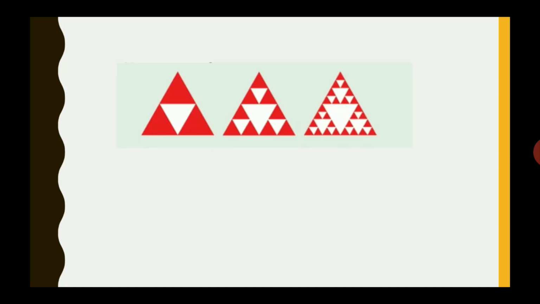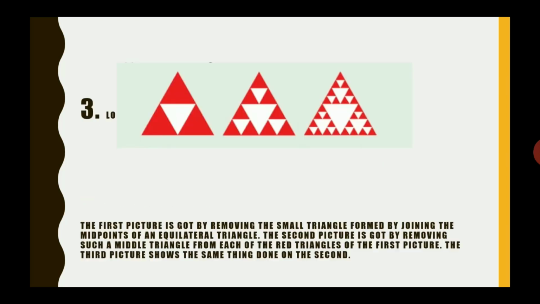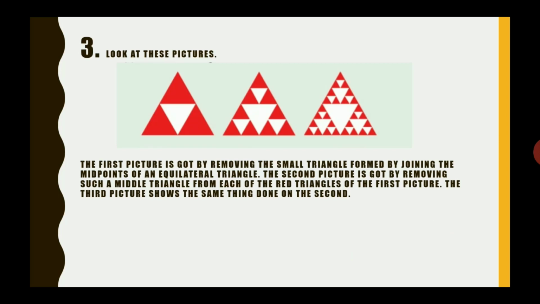Now let us look at the third question. Look at these pictures. We have three pictures here and three triangles. The first picture is got by removing a small triangle formed by joining the midpoints of an equilateral triangle. There is a small white triangle made by joining the midpoints of the equilateral triangle.